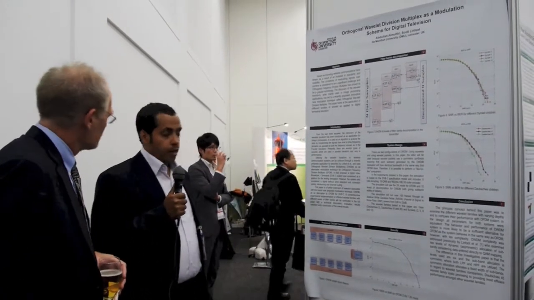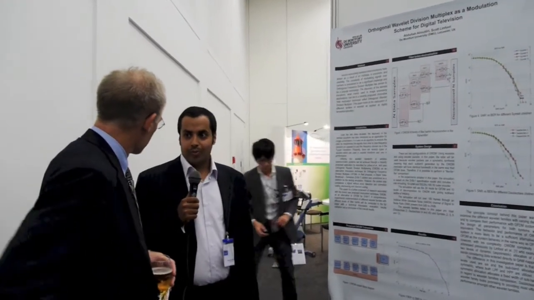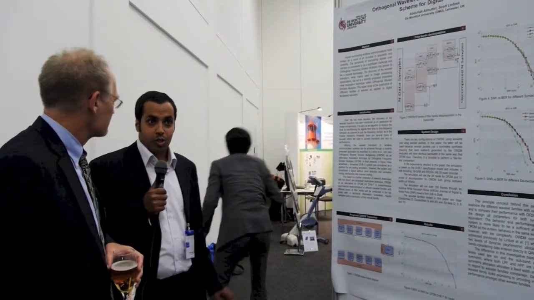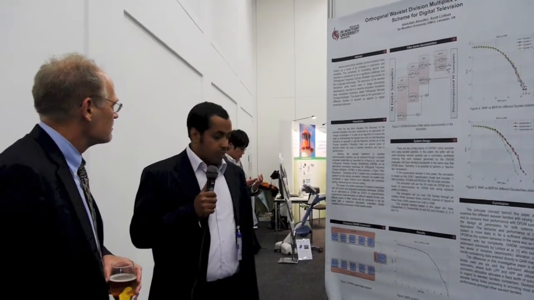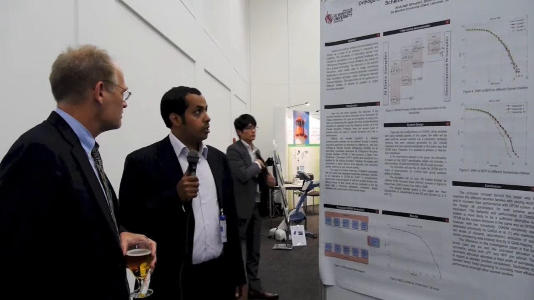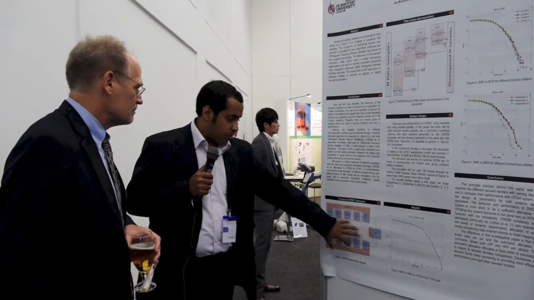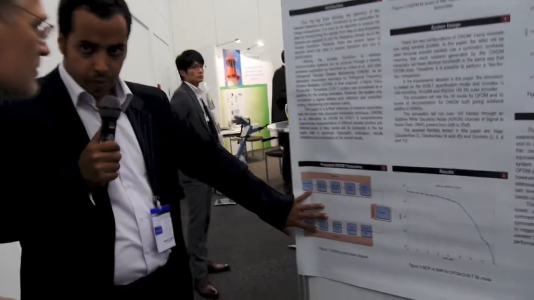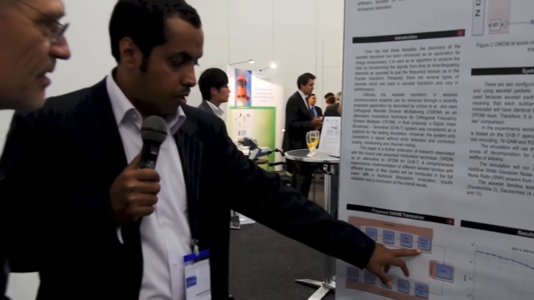We are utilizing an application called DVB-T, DVB-T1, which is very popular in major parts of Europe, especially in the UK. Instead of using the Fourier transform, we are using a wavelet transform. Here is the block diagram of DVB-T, but instead of the Fourier transform, which is used in DVB-T and OFDM.